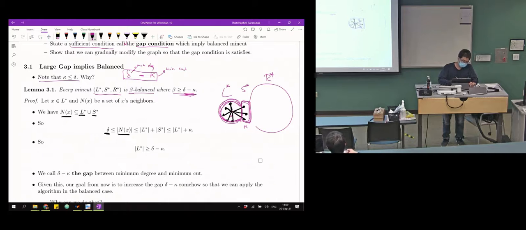Right? So in math, the size of the neighborhood of x is at most L star plus S star. The S star is exactly kappa. So L star must be at least the gap. So if the gap is large, you know that any min cut is balanced.